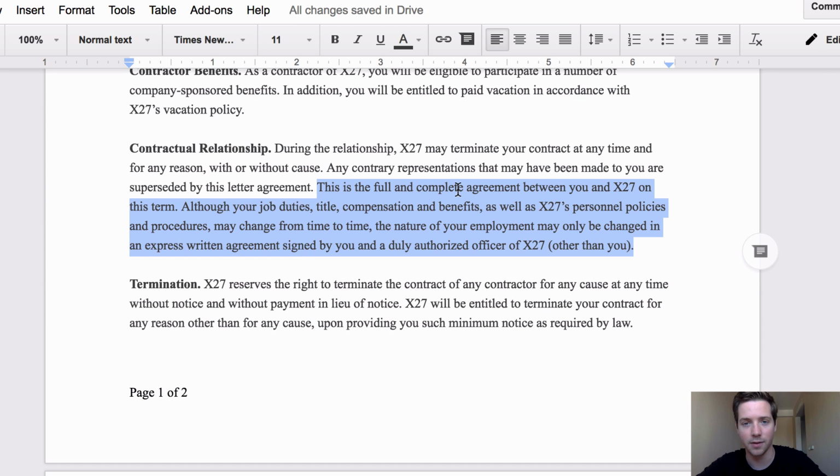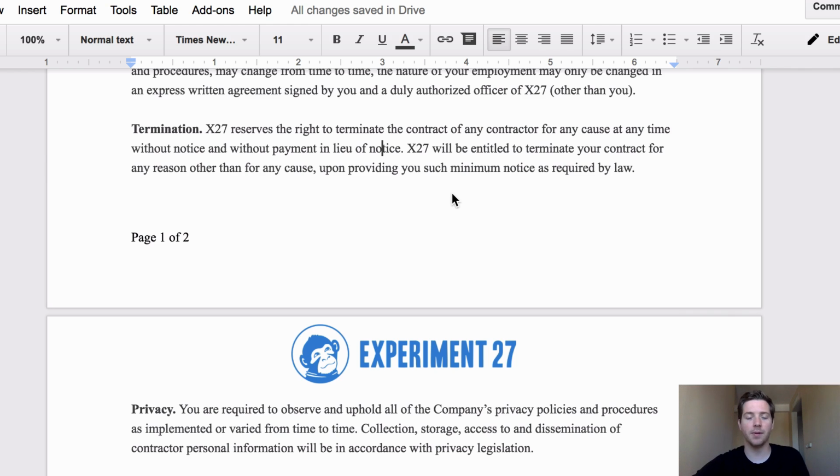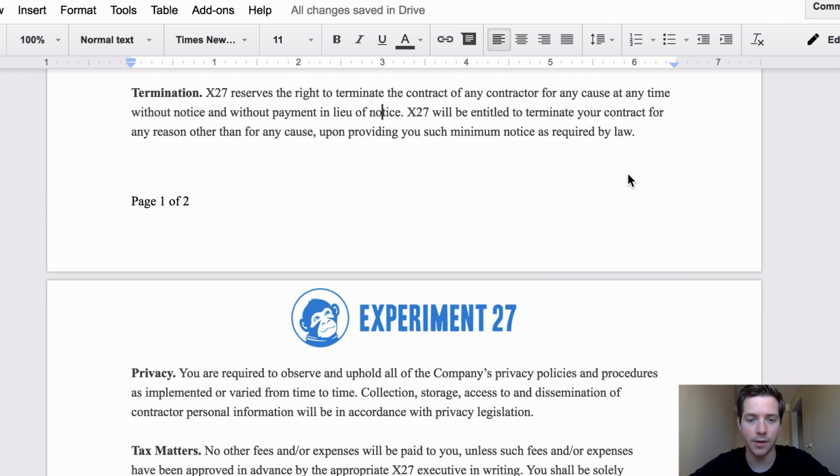This contract is the only thing that matters in the relationship, which is important for contracts because you don't want people to sue you based on something you said before the contract was signed. You know, and unfortunately, it's just a reality of business. That's just the way people are sometimes. Then we have another section about termination here, just talking about how we get terminated any time with no notice and that sort of stuff.